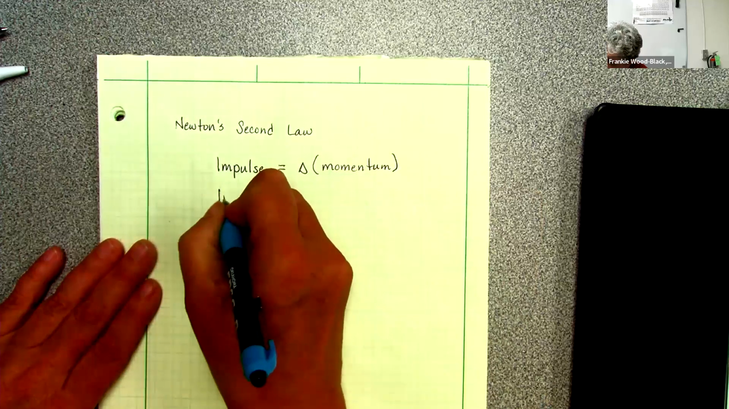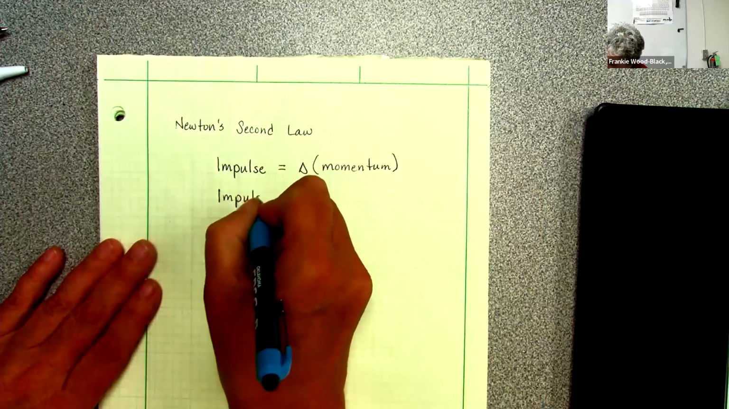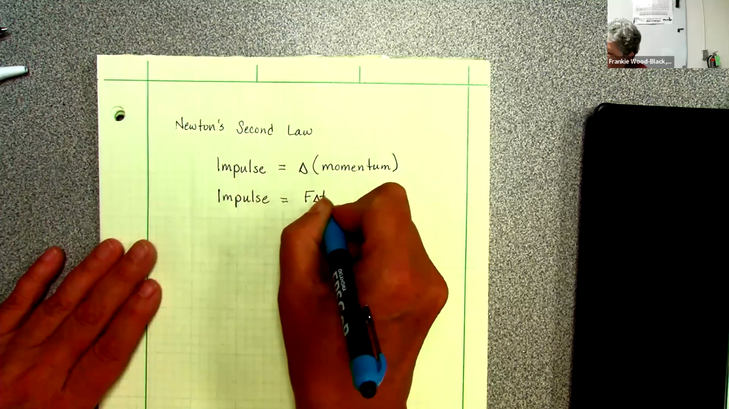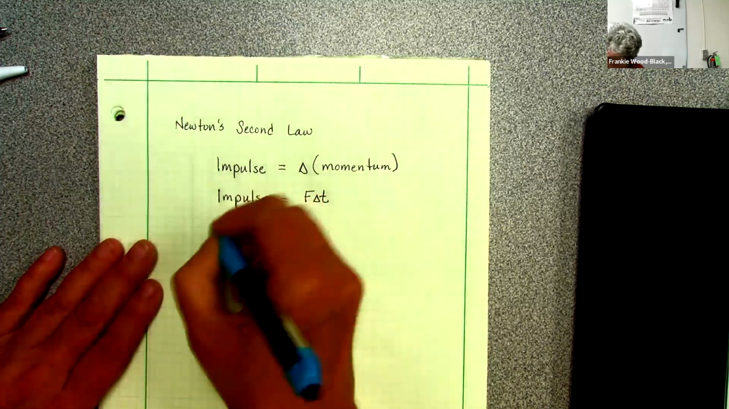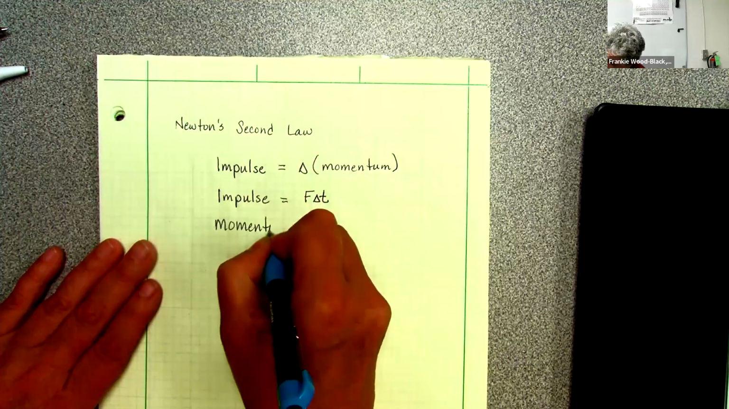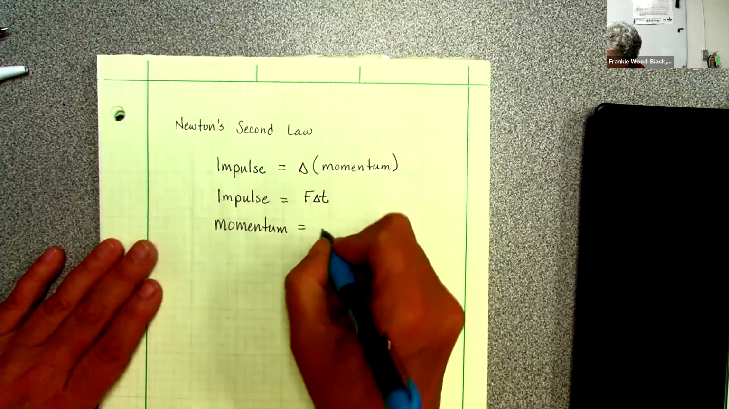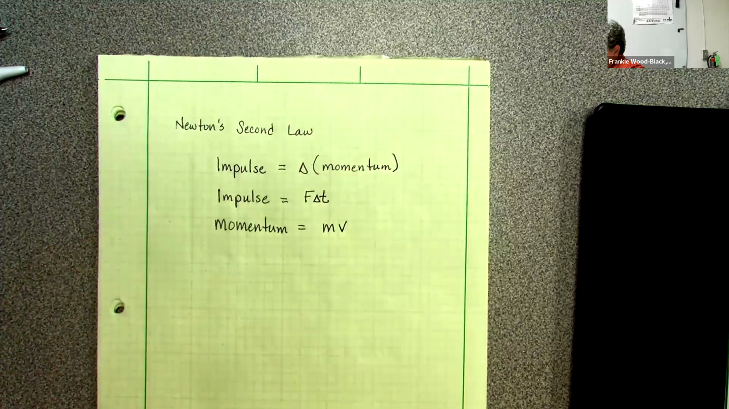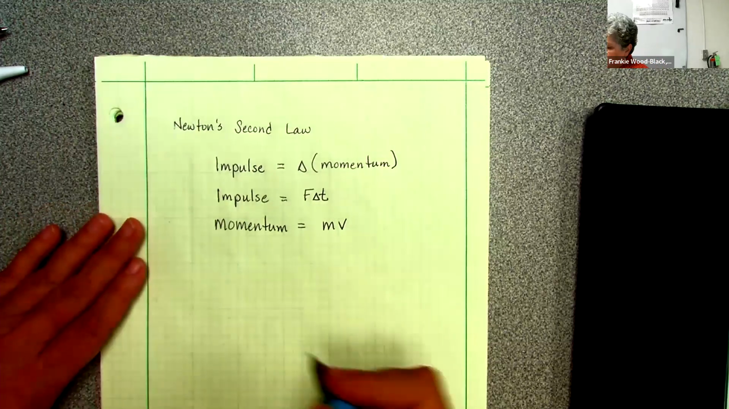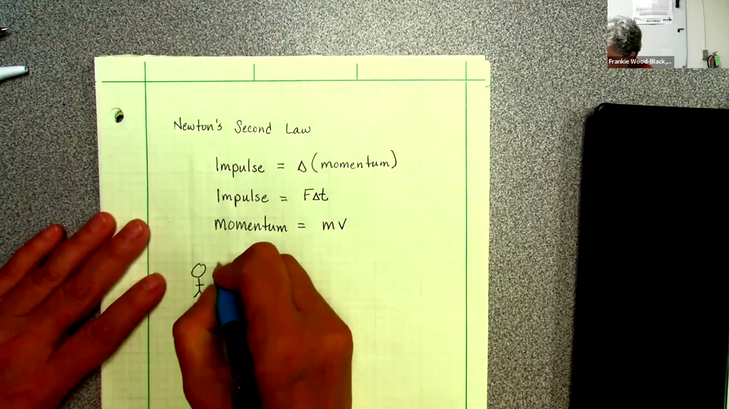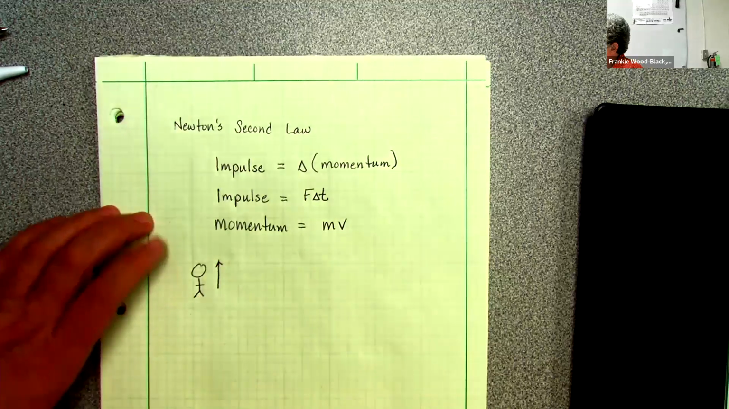And we defined impulse as force over some incremental time. And we defined momentum as mass times velocity. So let's think about this for a second. And let's think about a basketball player that's getting ready to jump on the floor.